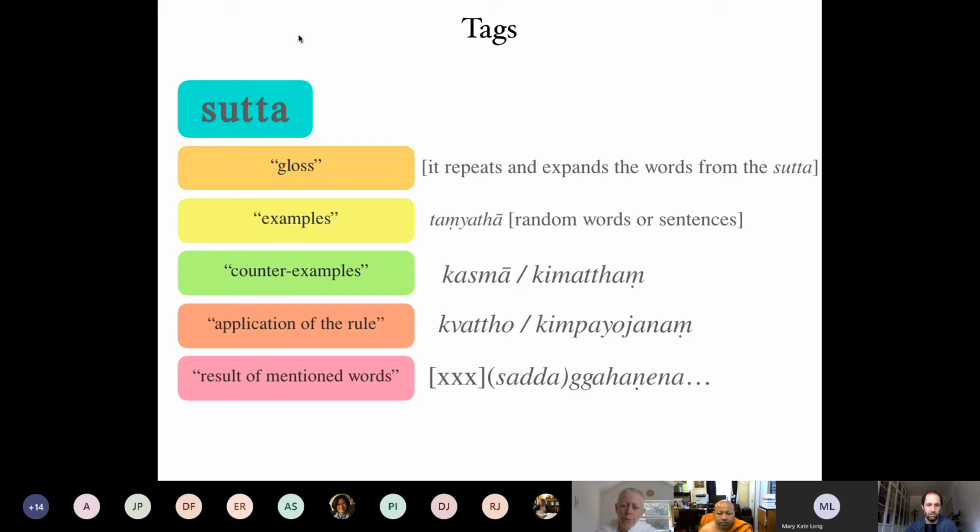The application part is introduced with the question kva or kiṃ payojanaṃ, and the section on the result of mentioned words is introduced with the word that we are discussing, a certain word X, plus gahaṇena or saddagahaṇena. So by the mention of X, or by the mention of the word X, then there are more results. There are more things that happen in this rule.